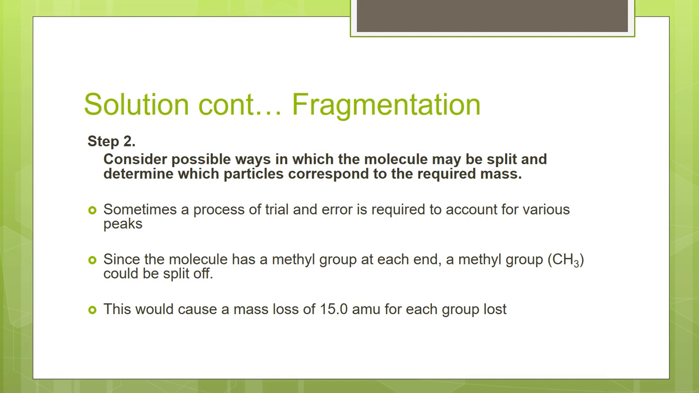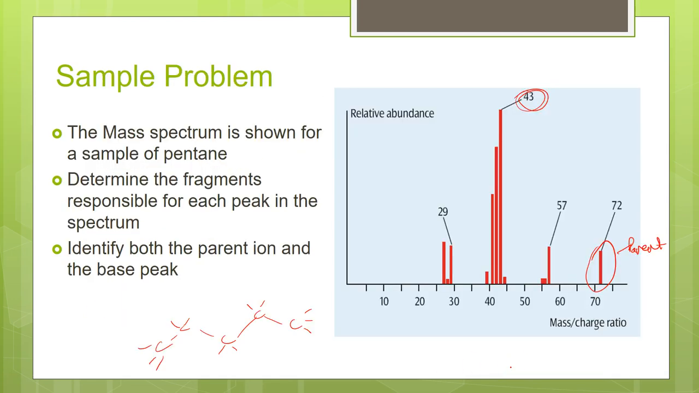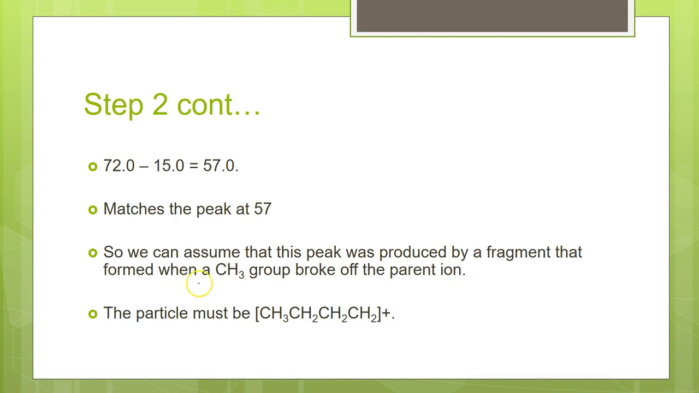Okay, so we would expect to see a methyl group because we're looking at a standard hydrocarbon that would have methyls on each end, and would give us 15 AMU. And we can see here that if we take 72 minus 15, we would expect to see a peak at 57 as well, which we in fact did see in our spectrum here. Okay, so then we can also write the corresponding fragment for that. So for 57, we would have our parent molecule minus a CH3 inside the square brackets with the positive ion.